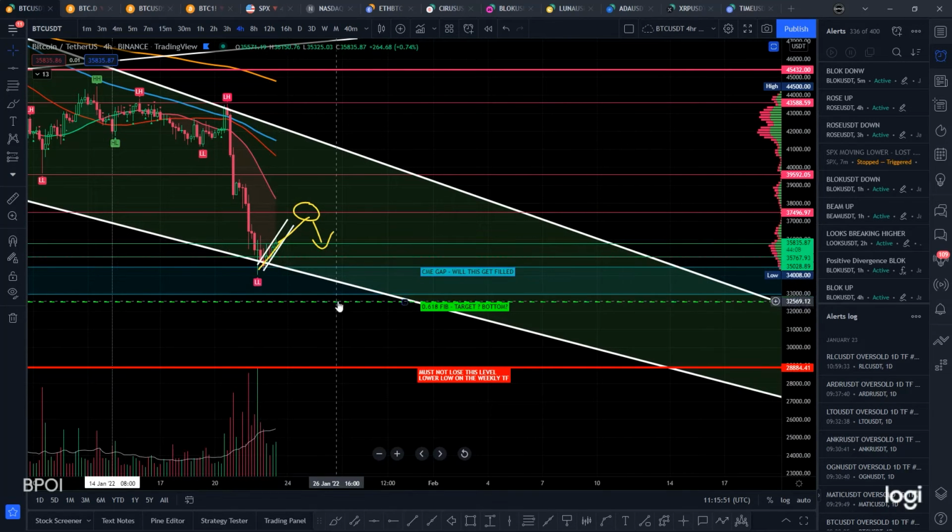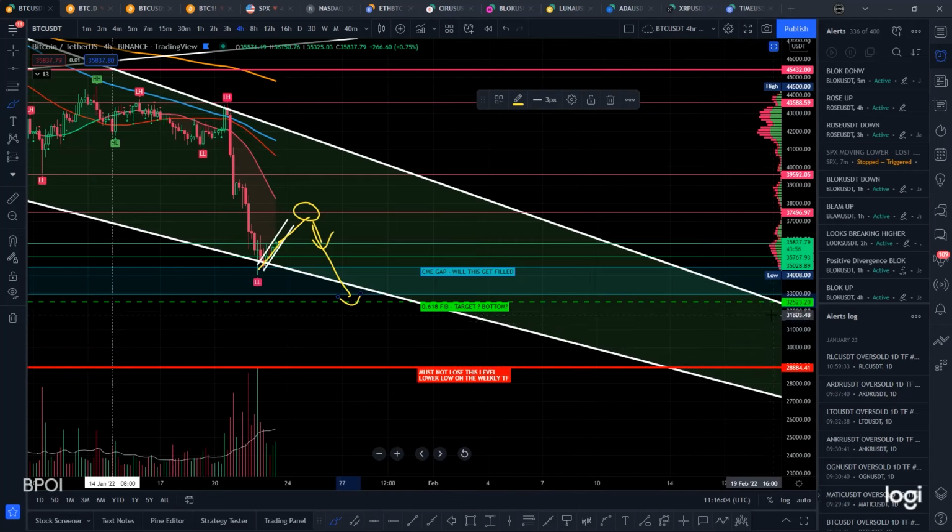A lot of the time they do get filled, and as the price action is so close to the CME gap, some of it's been filled already. My thoughts are, in my opinion, we will move down to this fib level, 32,523, fill the CME gap, and then we may well see some sort of bounce.